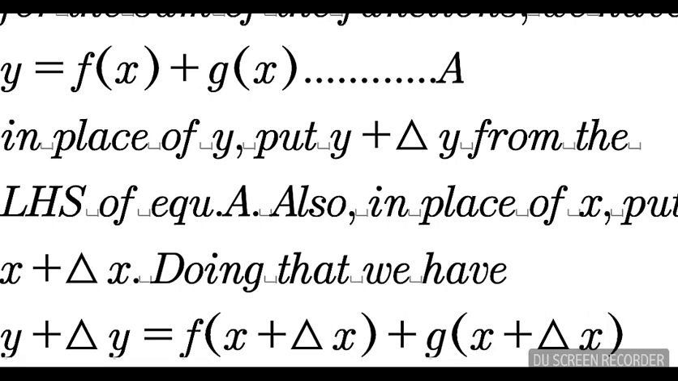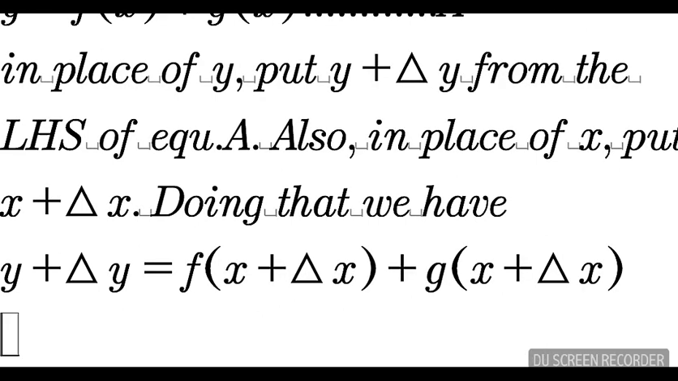So what I actually did was, from our equation A, on the left hand side, I substituted y plus delta y, and in place of x, for f of x, I put x plus delta x, plus in place of x, for g of x, I put x plus delta x also. No need to name the equation.